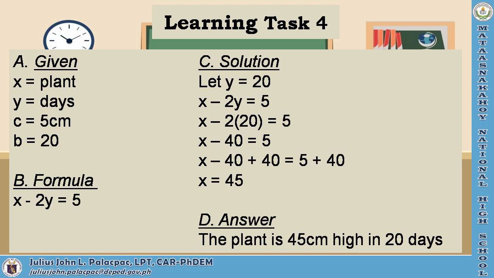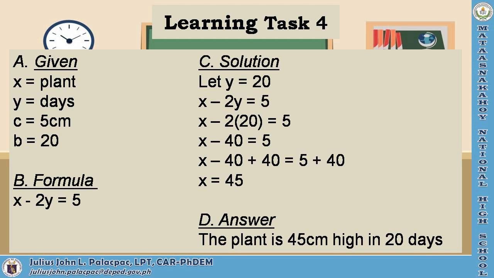For the formula, we have X minus 2Y is equal to 5. For the solution, we're looking for the right linear model. Okay, the linear model is X minus 2Y is equal to 5. What will be the height of the plant after 20 days? So we'll substitute 20. Since days is Y, Y is equal to 20. So substitute Y in X minus 2Y is equal to 5. So X minus 2 times 20 is equal to 5.